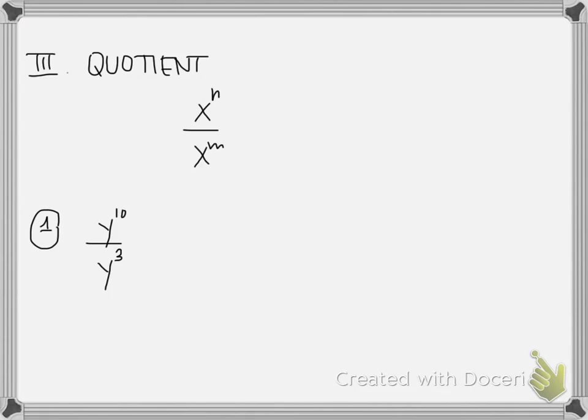Okay? Quotient rule. Here, if you have like bases, you can subtract the exponents. So our example here, y to the 10th over y cubed, that would be y to the 10 minus 3, which would be y to the 7th.